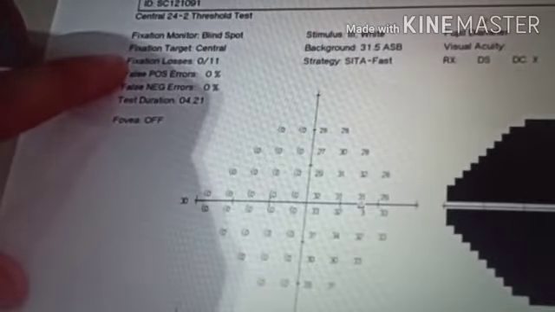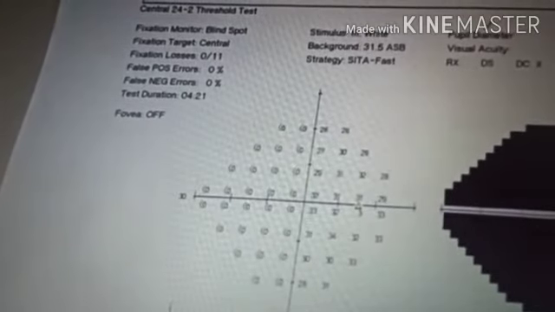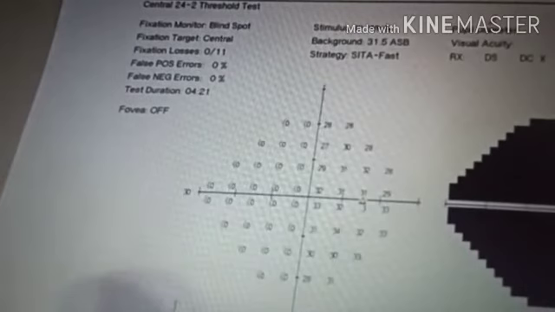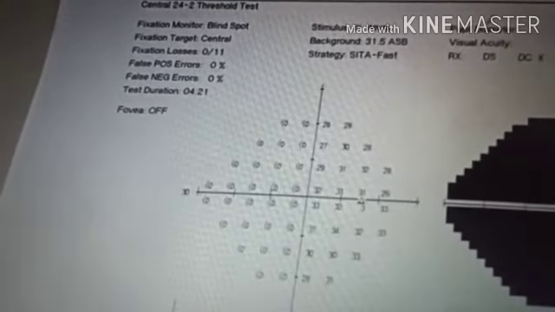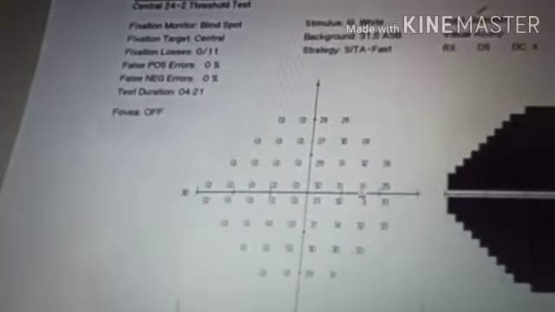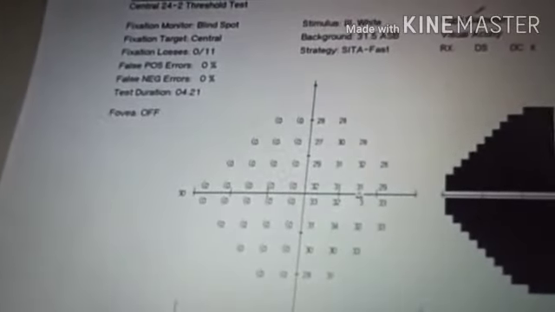Now the fixation loss, you can see it is 0 out of 11, which is good. It is recorded when a patient responds to a stimulus that is projected onto the area of their blind spot. Then comes the false positive error, which is 0%, so it is good. It is recorded when a patient responds when there is no stimulus present.